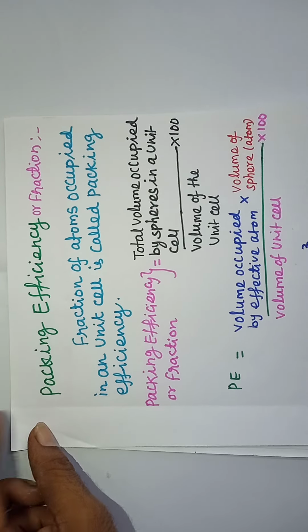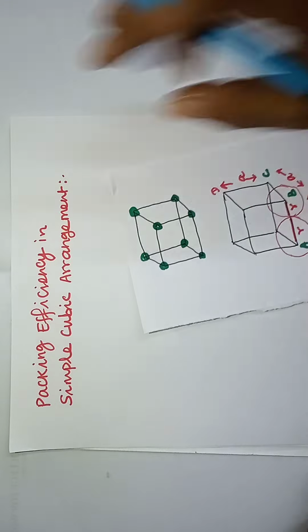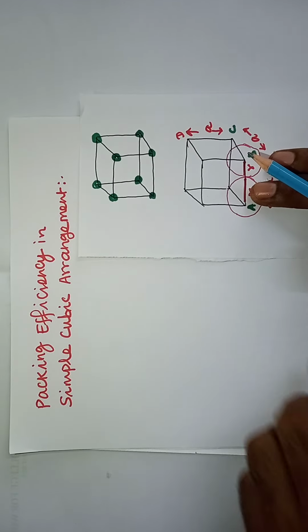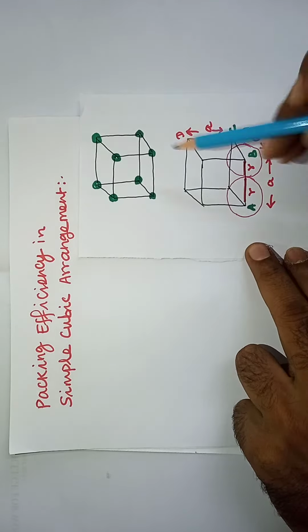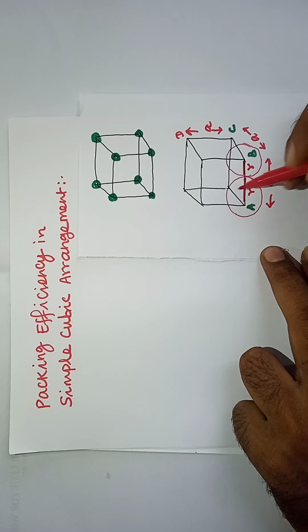Now let us calculate the packing efficiency in simple cubic arrangements. In a simple cubic arrangement the atoms are present at the corners, and the atoms at the corners are touching along the edge of the cube. This is the edge of the cube. They do not touch along the diagonal of the cube. Now we can calculate the packing efficiency.